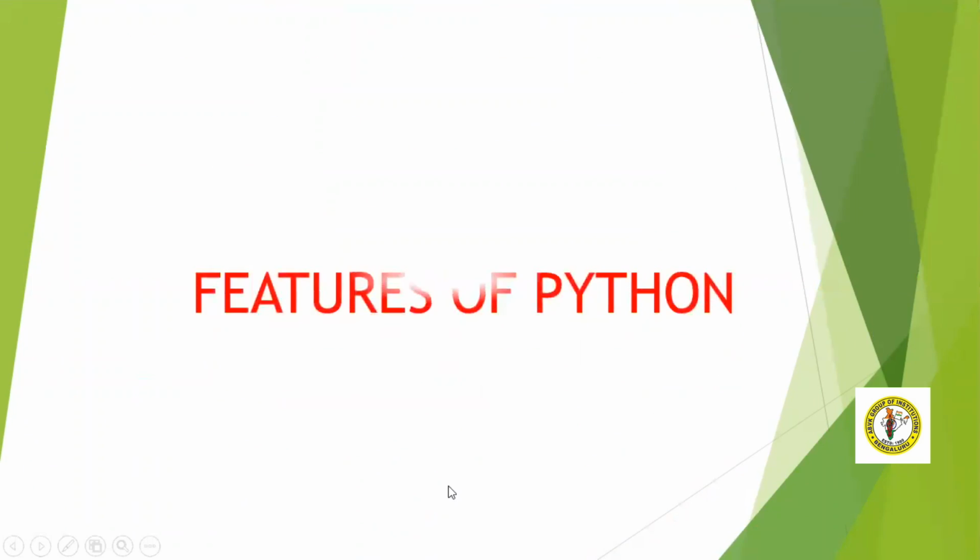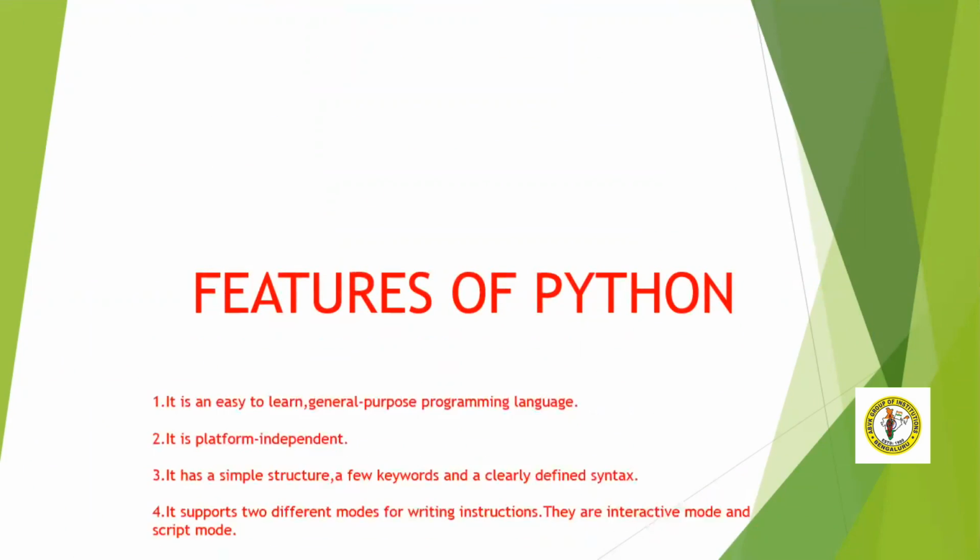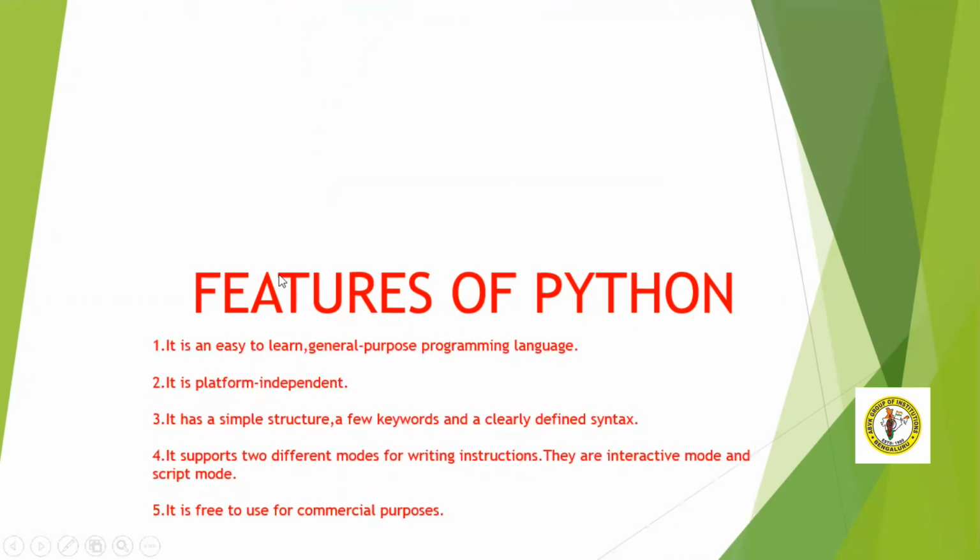Let us see the features of Python. So what are the features of Python? It is an easy to learn, general purpose programming language. Anyone can learn this language. General purpose means it is used for a variety of applications. It is not used for a specific application.